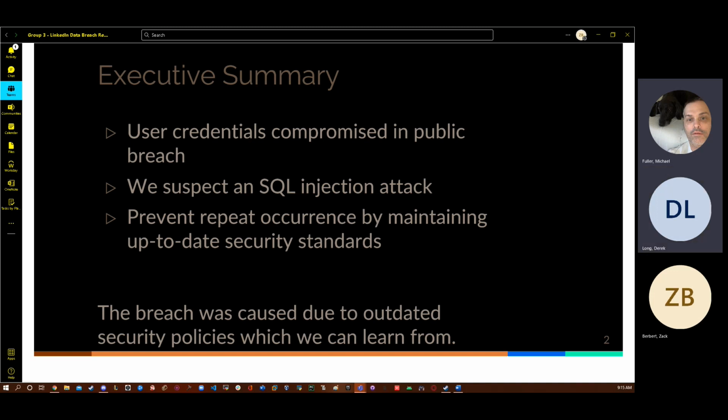There was a lot of cause to believe that the breach was caused by outdated security policies, and some of the standards you see today were not implemented back during this time. So we're going to start off with the analysis. We'll let Derek start off with that, and then we'll go from there.